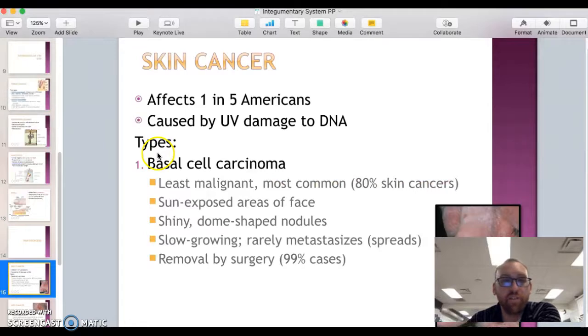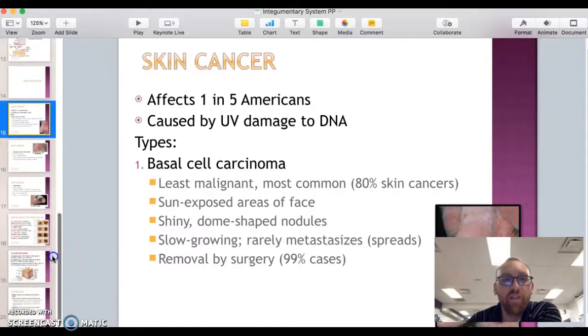So skin cancer does affect 1 in 5 Americans. It's caused by UV damage to the DNA, which, like we talked about, once that causes that damage to the DNA, then the cells will stop listening to the cyclins, which are what regulate the cell cycle, and the cell may start dividing at a more rapid rate. There are 3 main types of skin cancer.